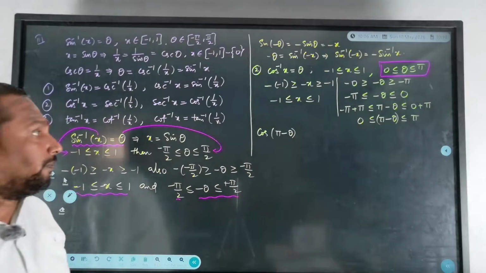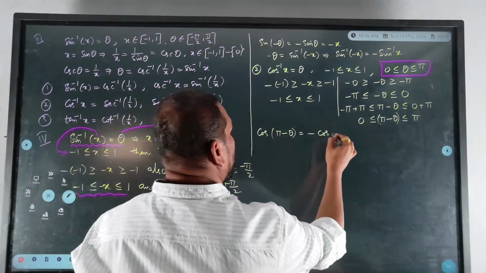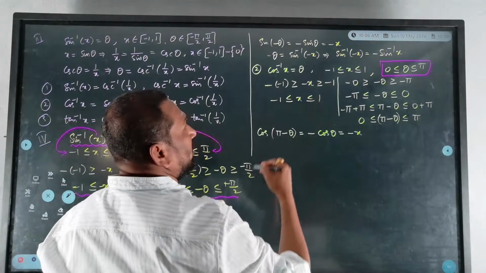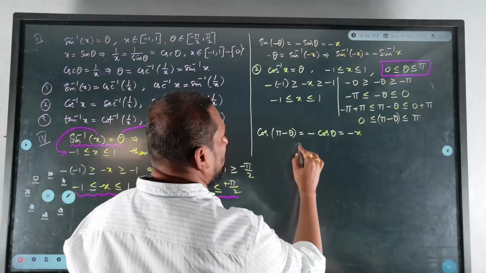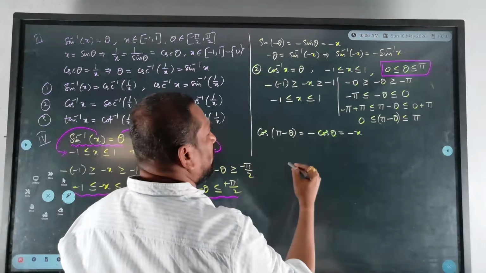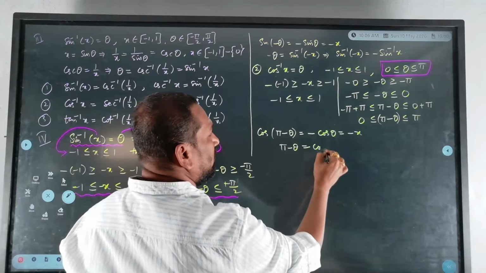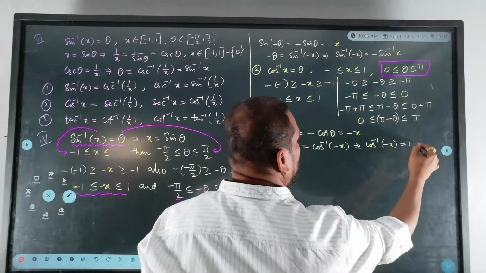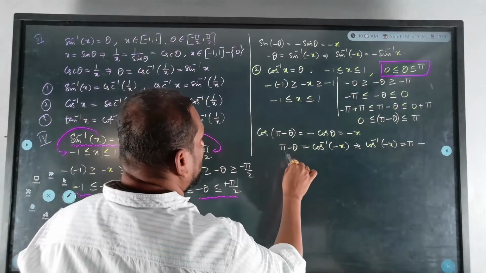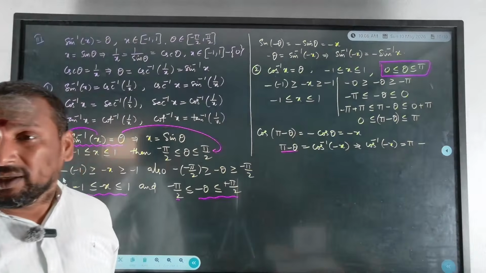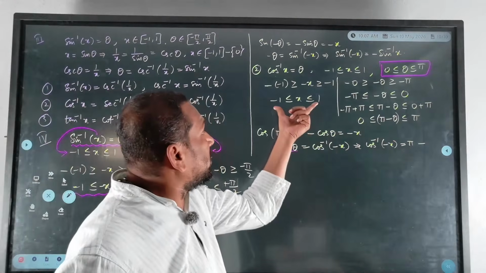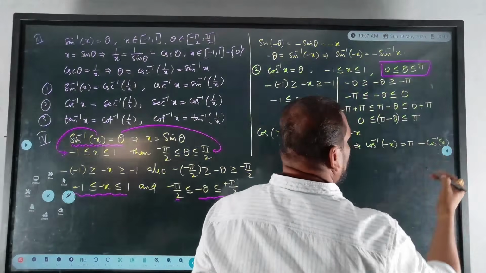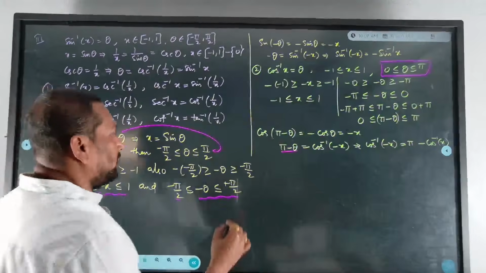Cos of pi minus theta is equal to minus cos theta, that is equal to minus x, because x is cos theta. So cos of pi minus theta is equal to minus x. So pi minus theta is equal to cos inverse of minus x. See, here we have to observe that pi minus theta must lie between 0 and pi, and minus x lies between minus 1 and 1. So cos inverse of minus x is equal to pi minus cos inverse x. So what is the conclusion here?